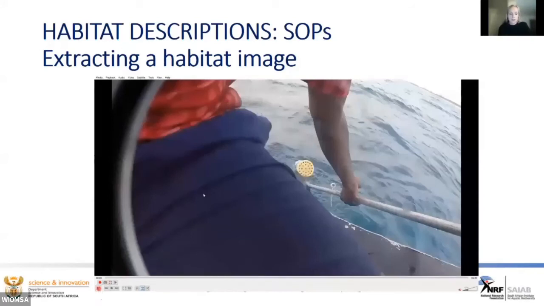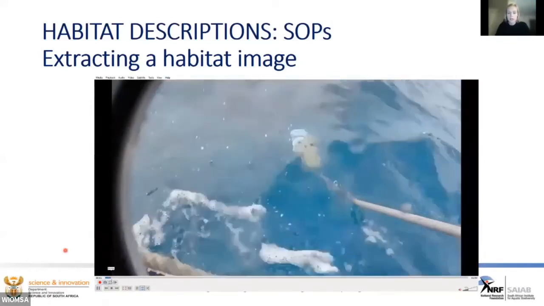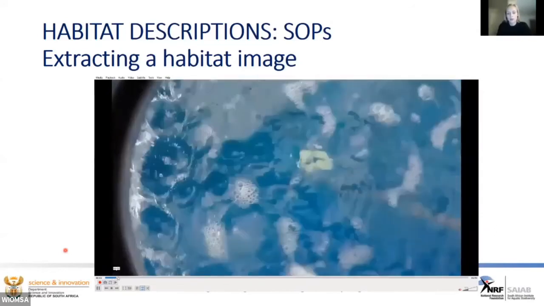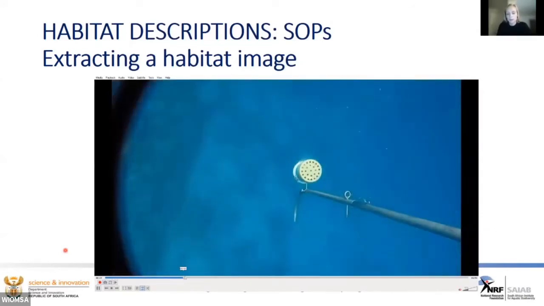So this is just an example of how we extract habitat images using VLC Media Player, because this is a free software. I thought I'd show you how we do it. So you just play so that the system is deployed off the boat and moves down onto the sea floor. This can also be done in Event Measure.